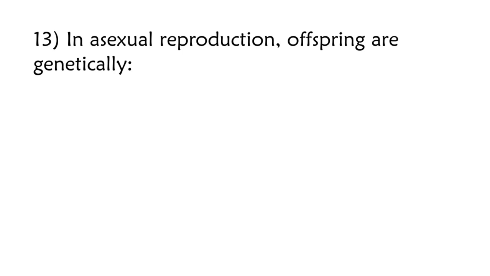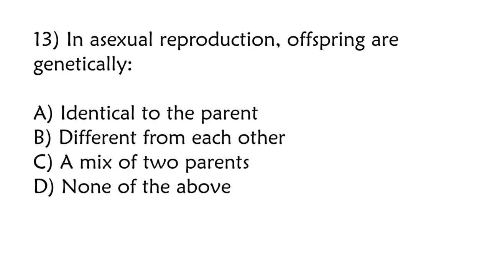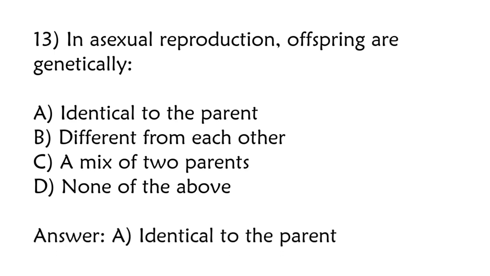In asexual reproduction, offspring are genetically identical to the parent, different from each other, a mix of two parents, none of the above. Correct answer is option A, identical to the parent.